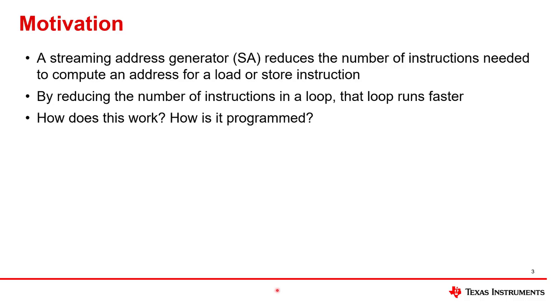A streaming address generator reduces the number of instructions needed to compute an address for a load or store instruction. So this becomes important in a loop. By reducing the number of instructions in a loop, that loop runs faster. Well, how does this work and how do you program it? That's what these two videos are about.